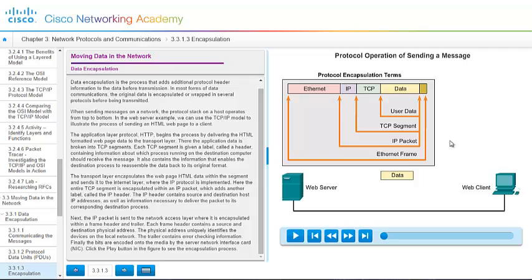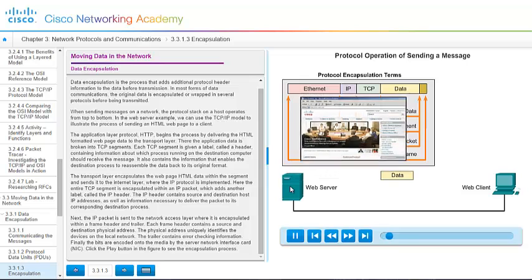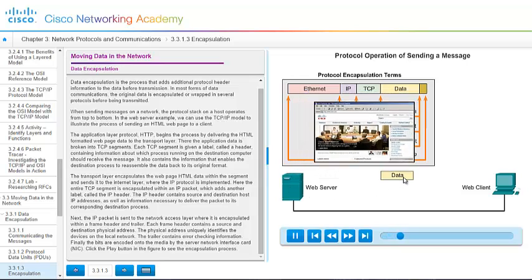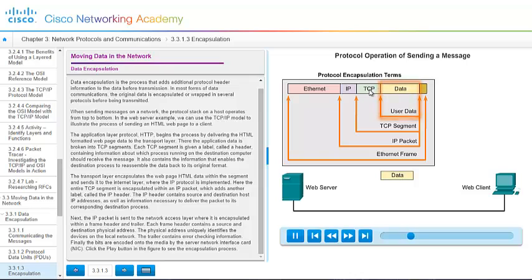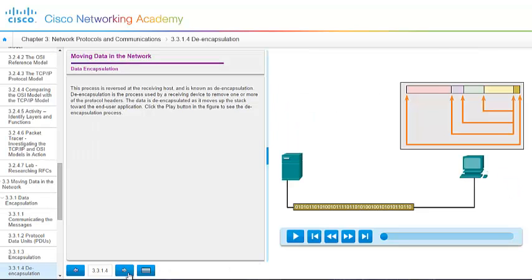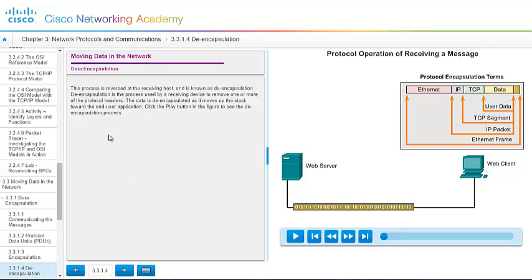You saw this earlier when we went through the protocol encapsulation, where it went from the web server, and it was the data PDU. Then it became the TCP segment. Then it became the IP packet. And then finally it becomes the Ethernet frame. This process is reversed at the receiving host end. It unwraps the package. It checks off all the places that it went, and it takes each of those pieces away.